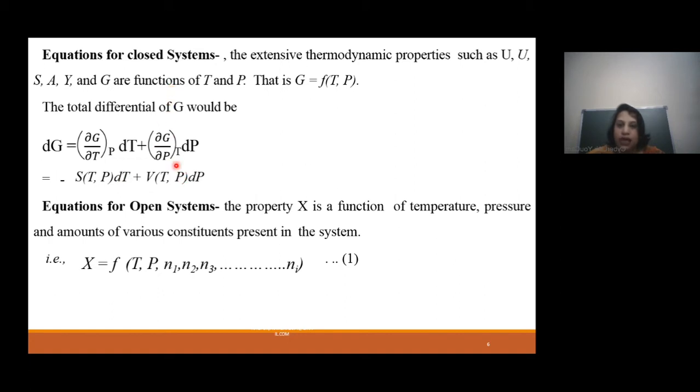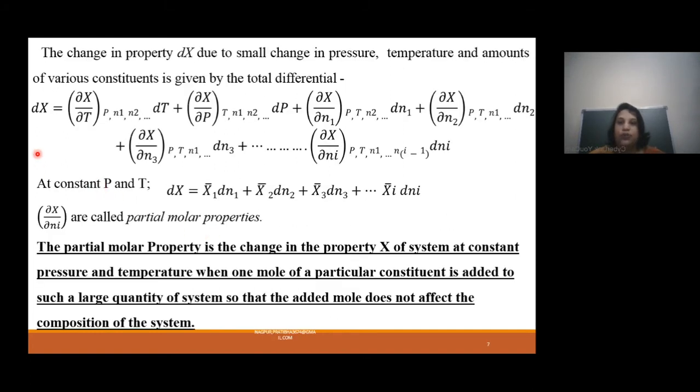But when the same property we consider in an open system, we have to take into consideration the amount of various constituents present. That's why G or any other property will not be simply function of temperature and pressure, but it will be the function of temperature, pressure along with the various constituents present, because we are dealing with the open system in which the amount of the constituent can vary. So the change in such property dX will not be simply these two terms, but we have to take into consideration the variation of all the constituents also. So that's why the equation takes this form.